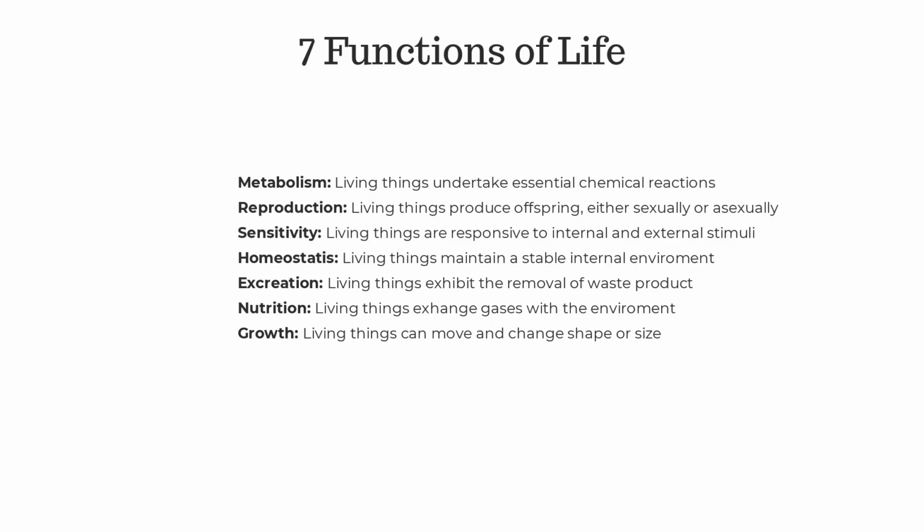The IB requires us to know the 7 functions of life, and they include metabolism, reproduction, sensitivity, homeostasis, excretion, nutrition, and growth. Starting from metabolism, living things undertake essential chemical reactions. Then reproduction: living things produce offspring either sexually or asexually. Living things are also responsive to internal and external stimuli, which is sensitivity, and then homeostasis, which is that living things maintain a stable internal environment.